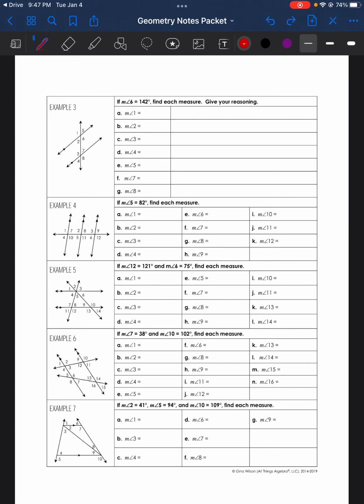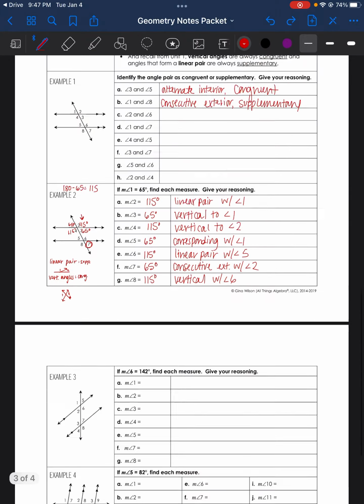And I believe the rest of these you should be equipped to do. So go ahead and finish these on your own, and that should be the end of your notes packet. We just have more worksheets to do.